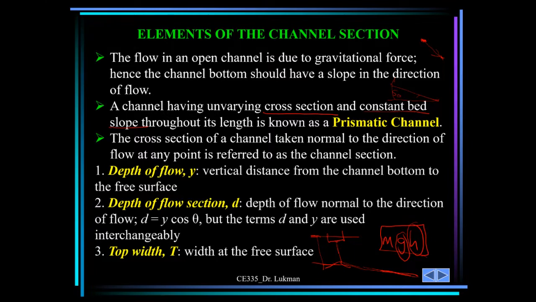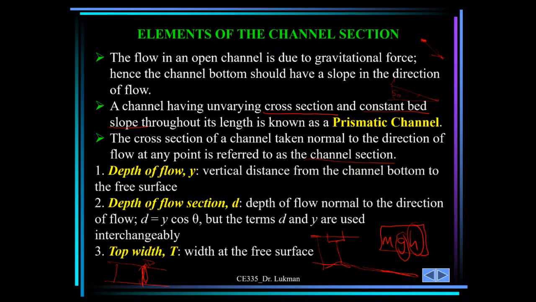And the cross-section of a channel taken normal to the direction of flow at any point is referred to as the channel section. We are just defining terms here before we move to the actual computations. So the channel section here is the cross-sectional area of flow, which is normal to the direction of flow. We have the depth of flow, which is y, which is the vertical distance from the channel bottom to the free surface. You have the channel, water flowing, and the vertical distance.